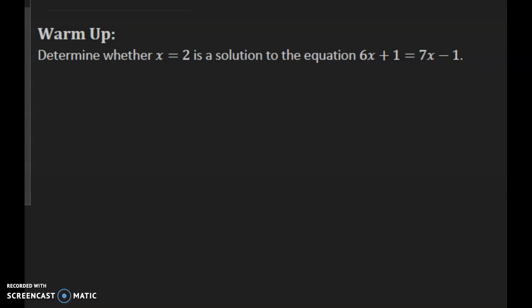A quick review is to determine if x equals 2 is a solution of the equation. All you do is go wherever x is and plug in 2. So I'm going to plug in a 2 where x is on each side. Now I type in my calculator or do in my head 6 times 2 plus 1. That's 13. 7 times 2 minus 1 is 13. Both sides are equal, so x equals 2 is a solution.